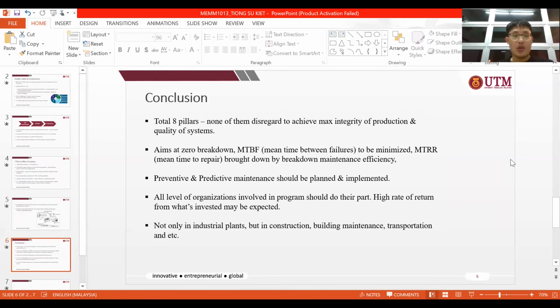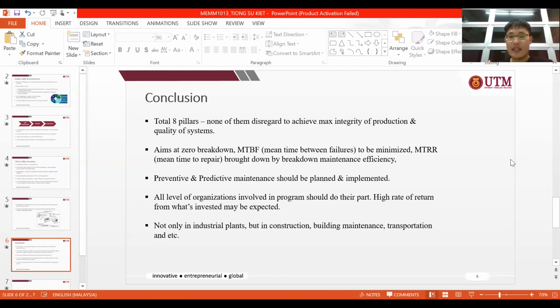And here is our conclusion. There are a total of 8 pillars. None of them can be disregarded, in order to achieve maximum integrity of production and quality of system. The TPM aims at zero breakdown. Mean time between failures is to be maximized, and the mean time to repair is brought down by breakdown maintenance efficiency. It also includes preventive and predictive maintenance that should be planned and well implemented.